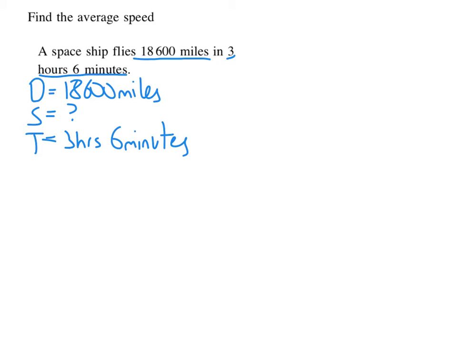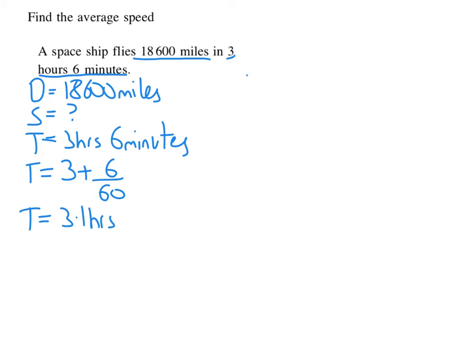So we cannot put in time as hours and minutes. It must go into decimal hours. So this is going to be 3 plus 6 over 60, which is 3.1 hours. So now we have all the information we need.